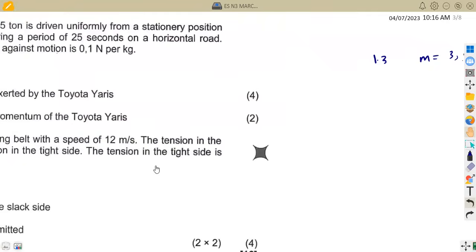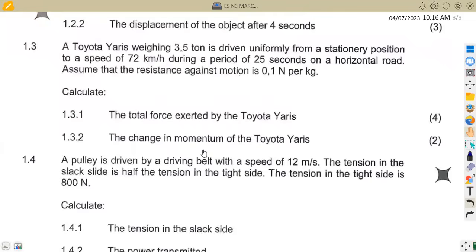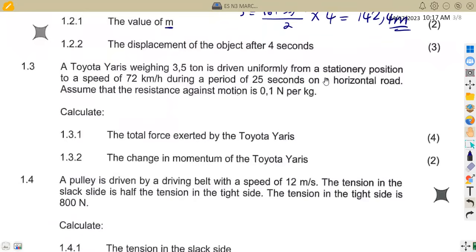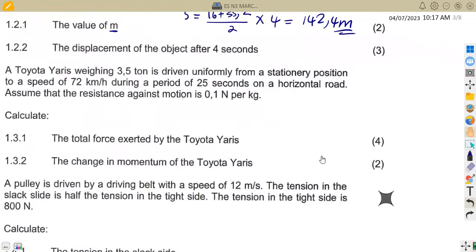We're given that it is taken from a stationary position, that is, there is no movement, stationary. So the velocity at that point is 0, to a speed of 72 kilometers per hour, which is the final speed.